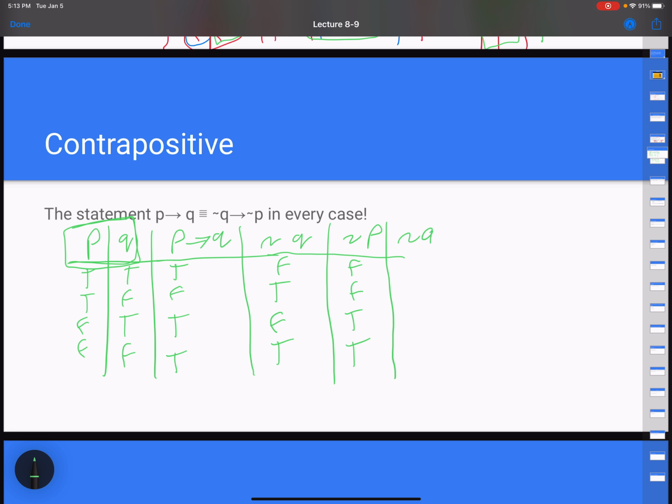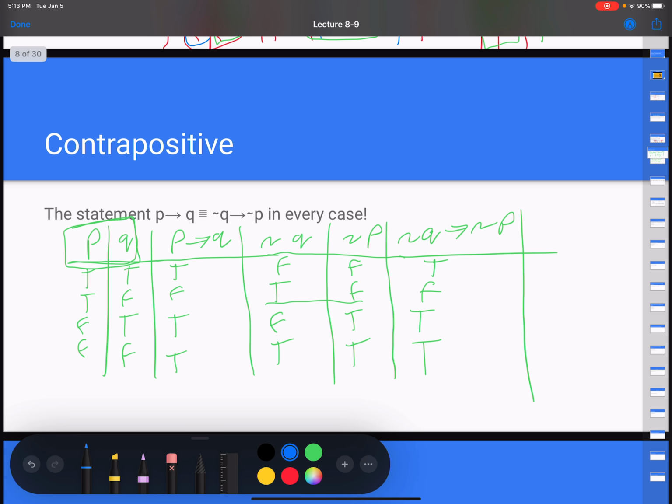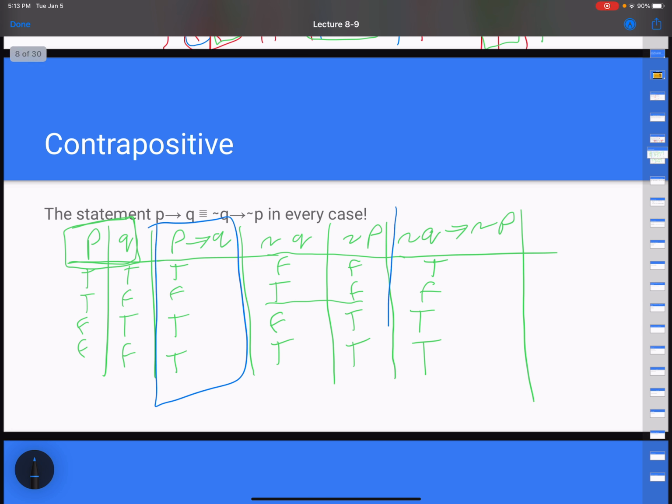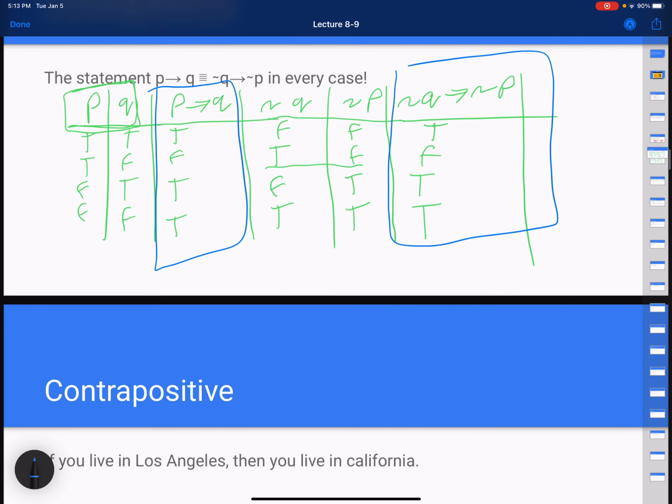And so now not Q implies not P is going to give us, remember, if it starts with a false in a conditional, it's always a true statement. So we have a true right away. But then if it goes true, false, that's when we have our false. So we have true, false here, so this is going to be false. Then it starts with a false again, so it's true. And then when they're both true, it's also true. So we see that these two sections are the same. P implies Q is the same thing as not Q implies not P. And the contrapositive is pretty useful in understanding a question.